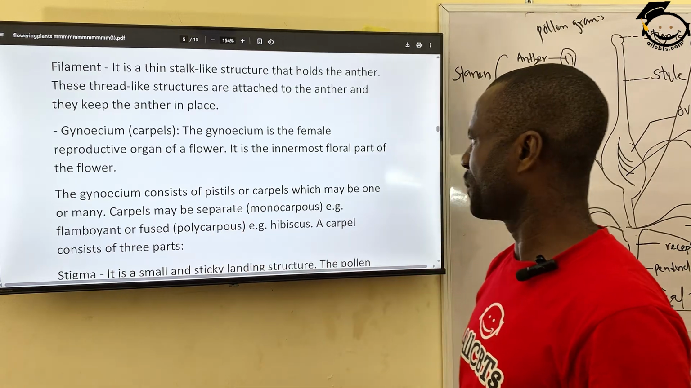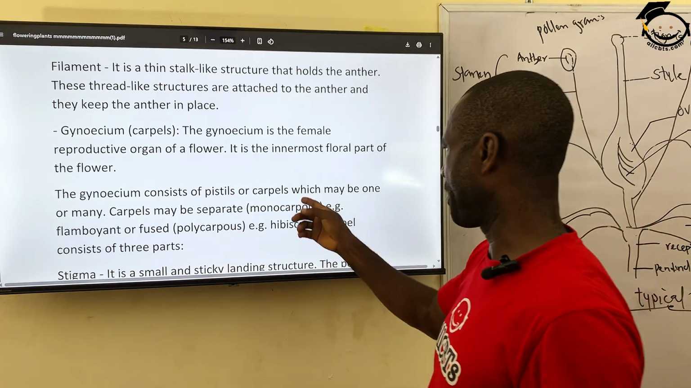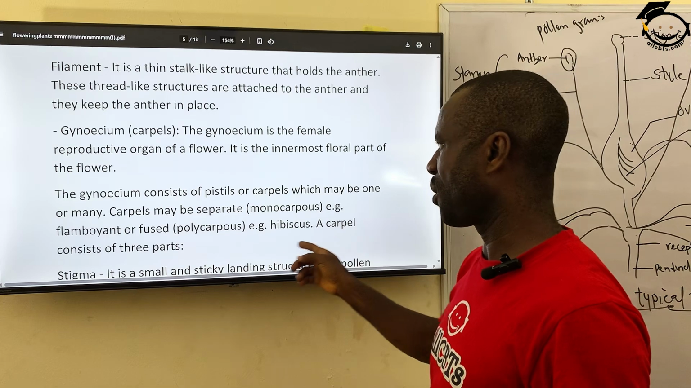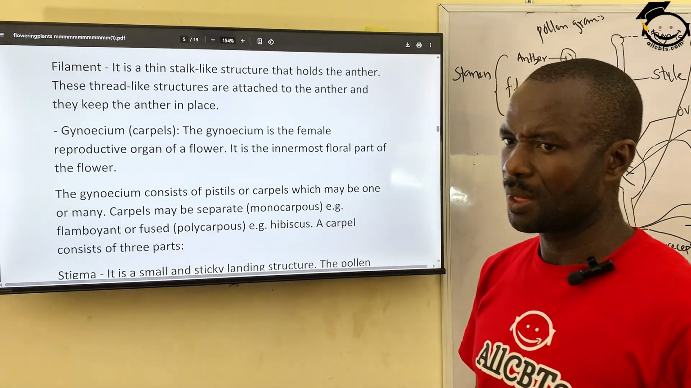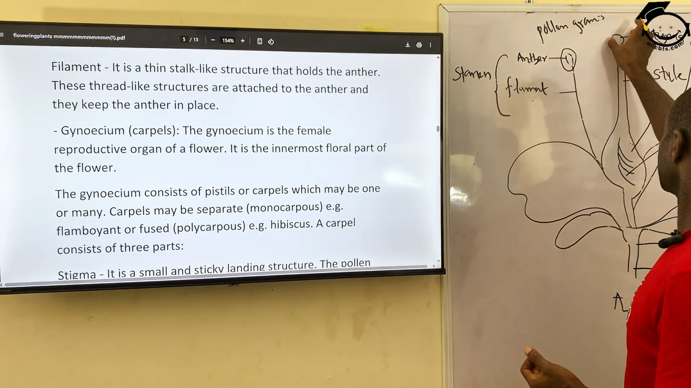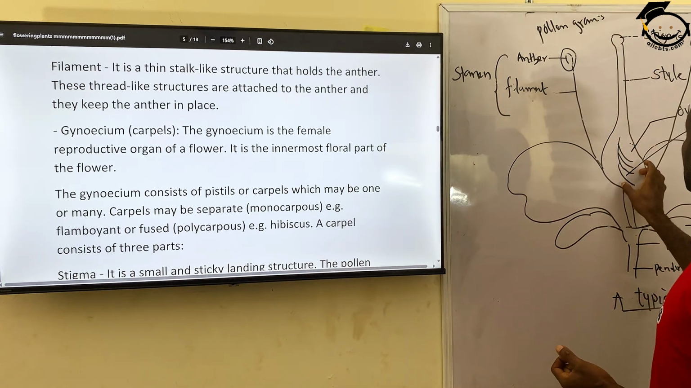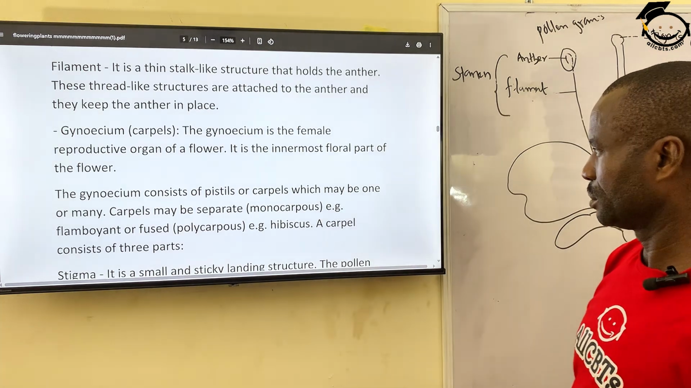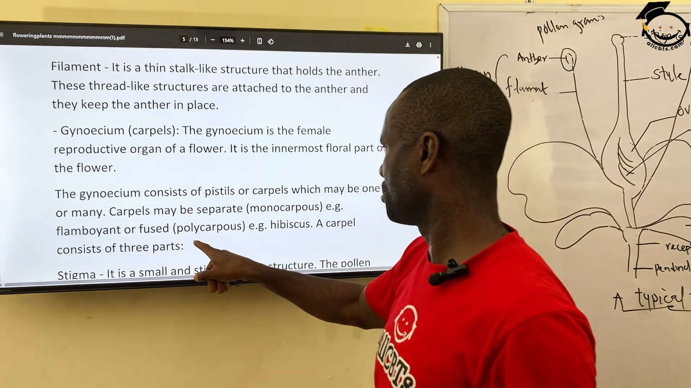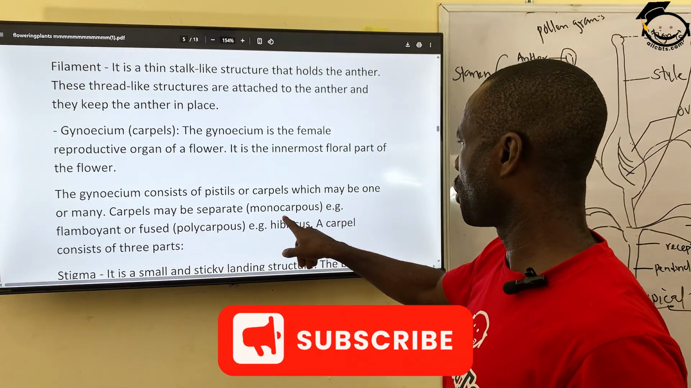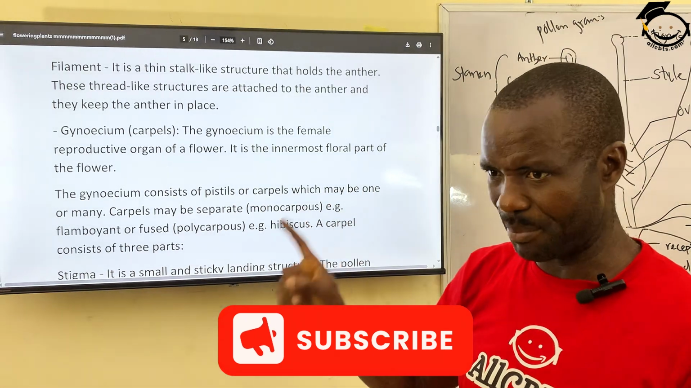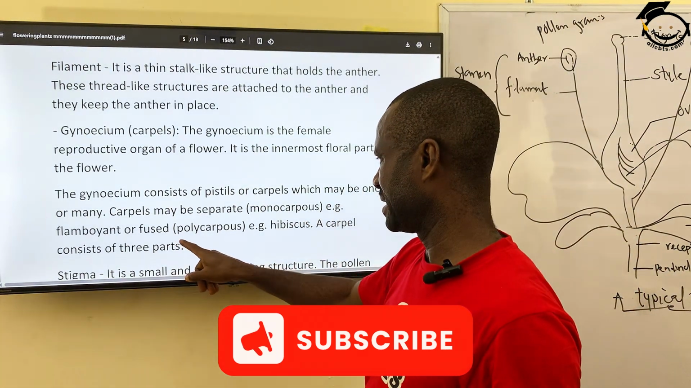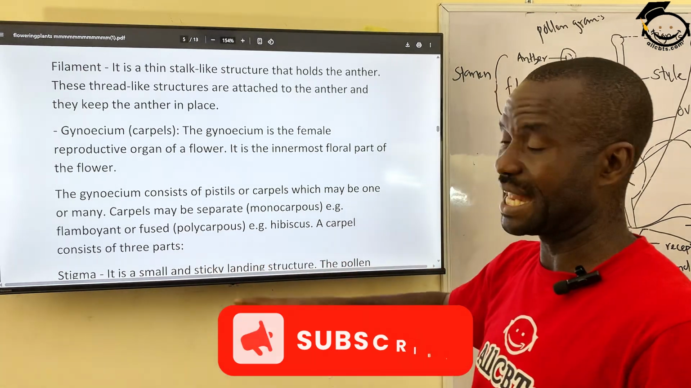The gynoecium consists of the pistil or carpel, which may be one or many. You know, the pistil. This is the pistil. It could be just one, meaning monocarpous, or it could be many. When they are single, they are called monocarpous, meaning one carpel. But when they are many, they become polycarpous, meaning they are more.